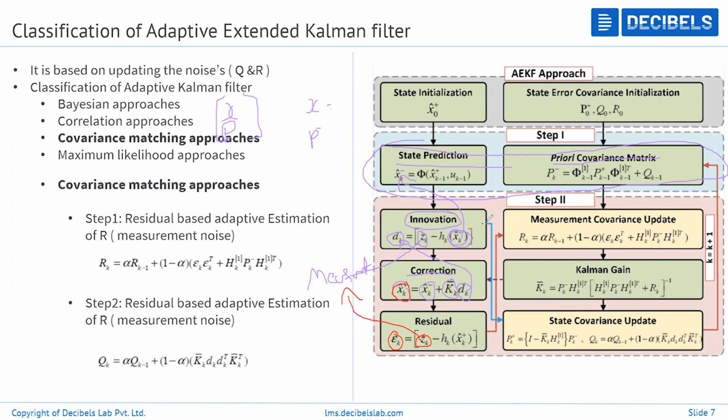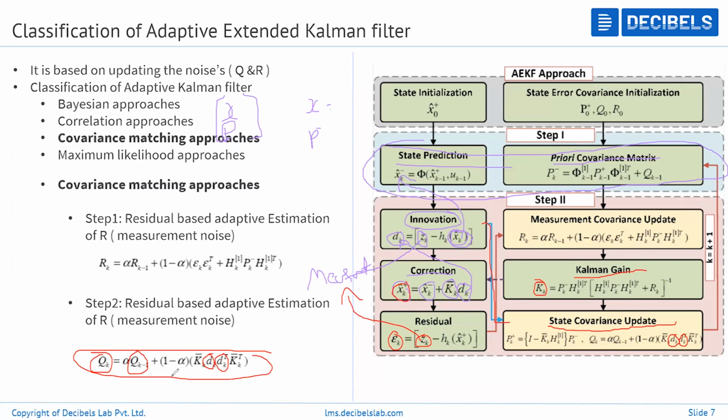Further you can see they are sent to their respective blocks, that is, the state covariance update, where we are going to use d of k. This equation is for the Q estimation. These d of k and d of k transpose we got from the innovation step. K and K transpose are nothing but the Kalman gain. This Q is of the previous step.